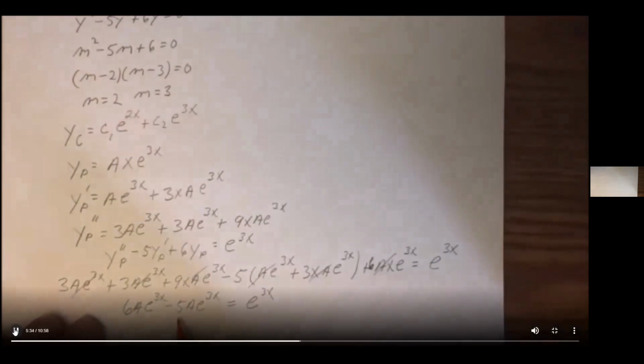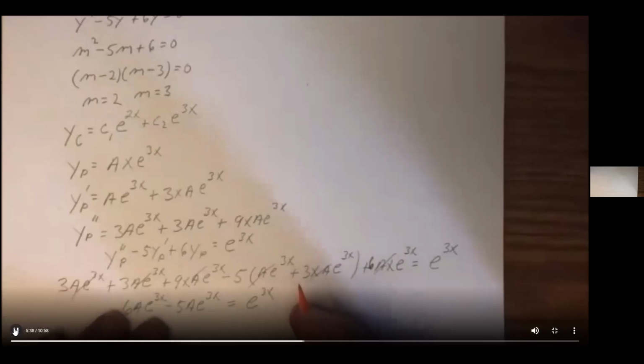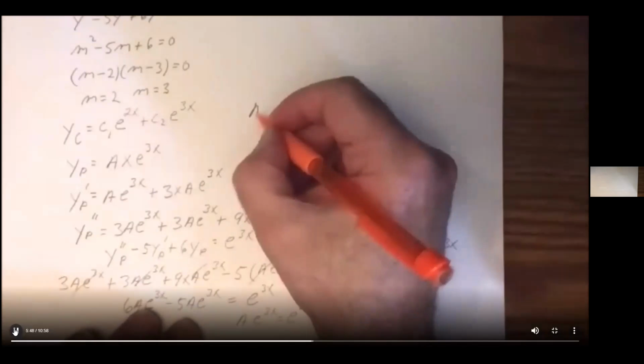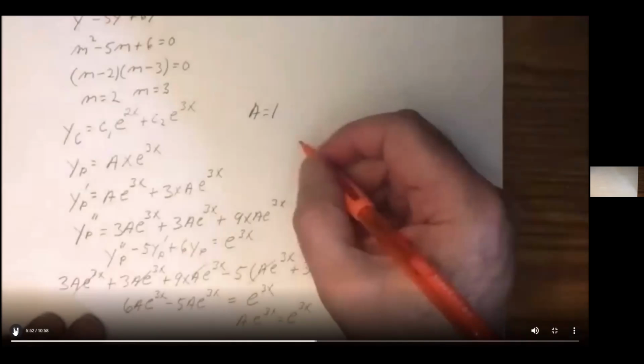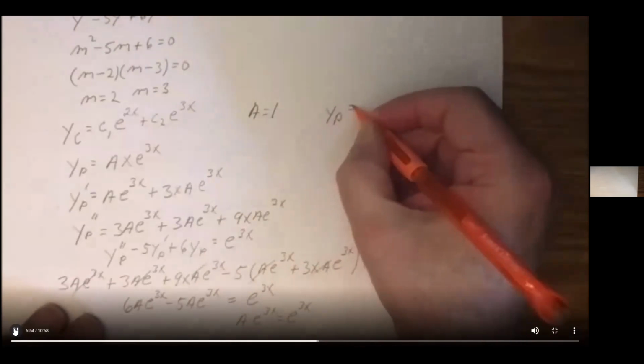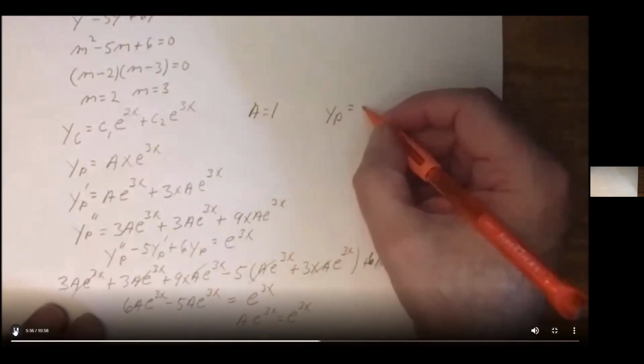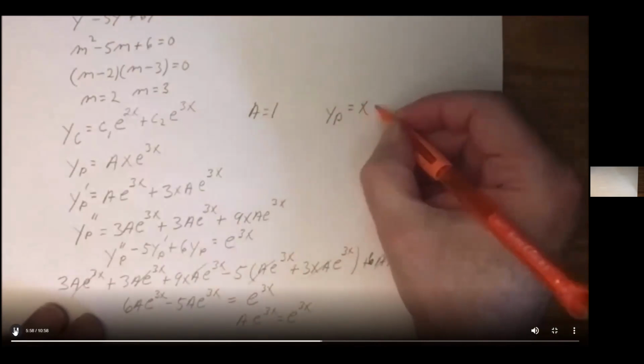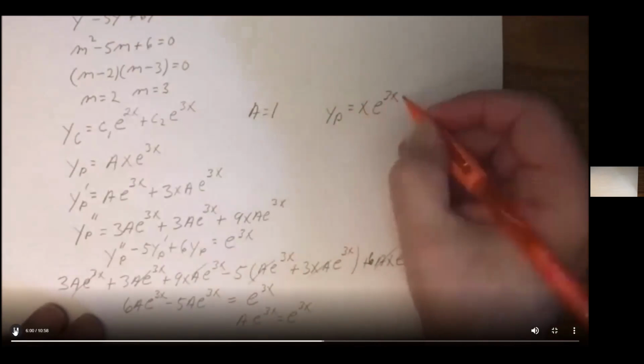So what do I have here now? Finally I have a e to the 3x is equal to e to the 3x, right? So a is equal to 1. So my particular solution is x e to the 3x, all right?